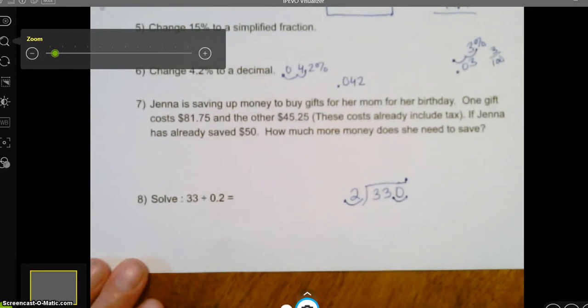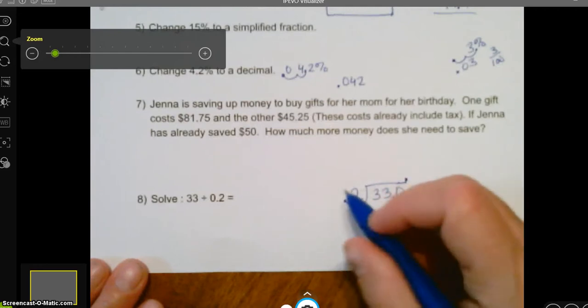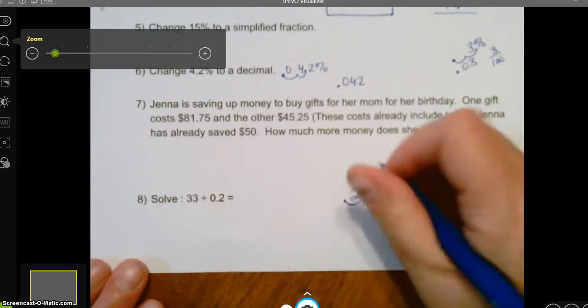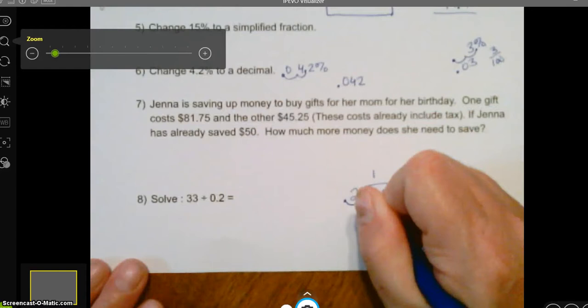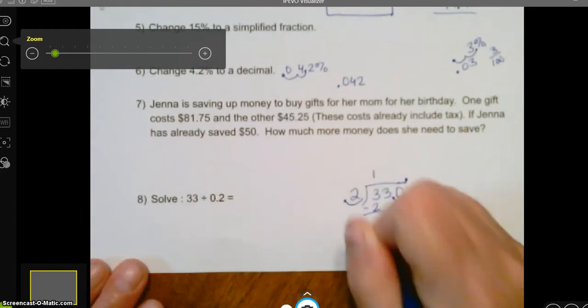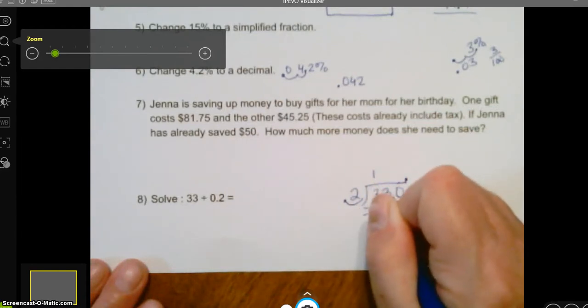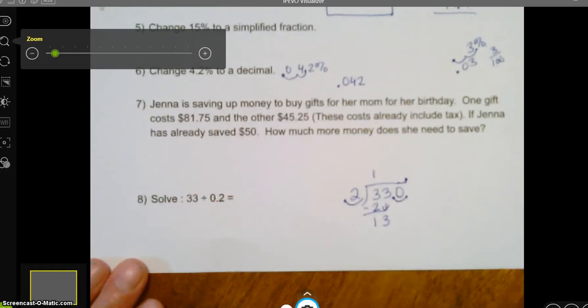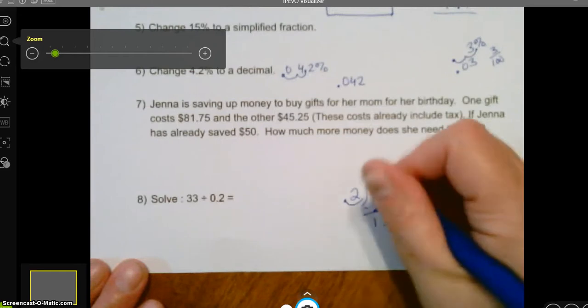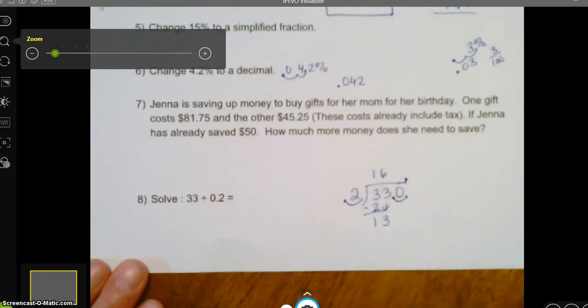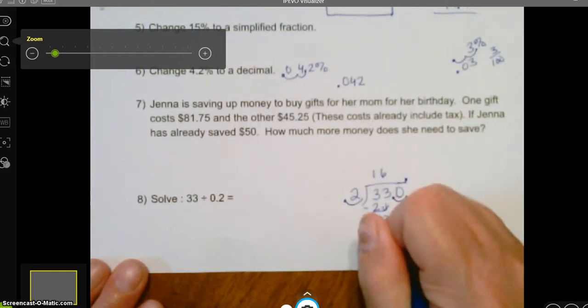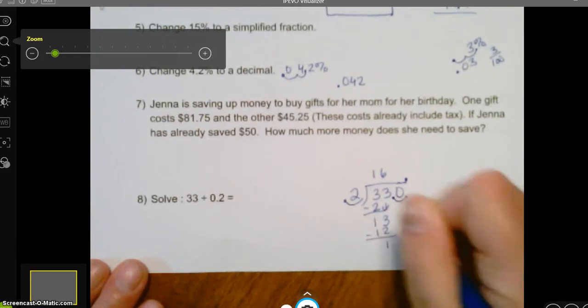I normally list out my multiplication tables, but these are 2's, so hopefully we can do those in our head. So 2 into 3 goes 1, 2, and I'm left with 1. Bring down the 3. Then I ask, how many times will 2 go into 13 without being too big? Which is 6. 6 times 2, 12. And I have 1 left.